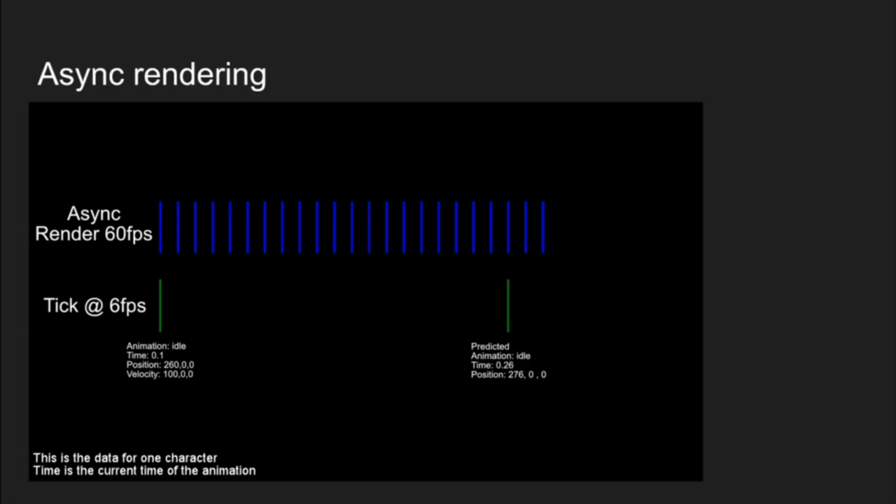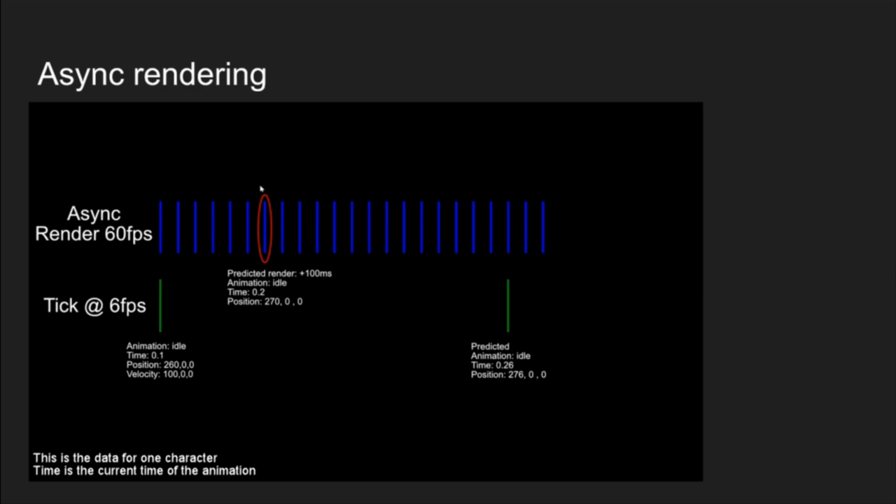So let's talk about the async rendering. In the video, I was rendering at 240 FPS while ticking at 6 FPS. But in this example, I am rendering at 60 FPS while ticking at 6 FPS. So what we do is, we look at the current frame. It is animation idle, time 0.1, position 260, 0, velocity 100, 0. We predict the next frame using the animation data and the velocity, which gets us animation idle, time 0.26, position 276, 0.